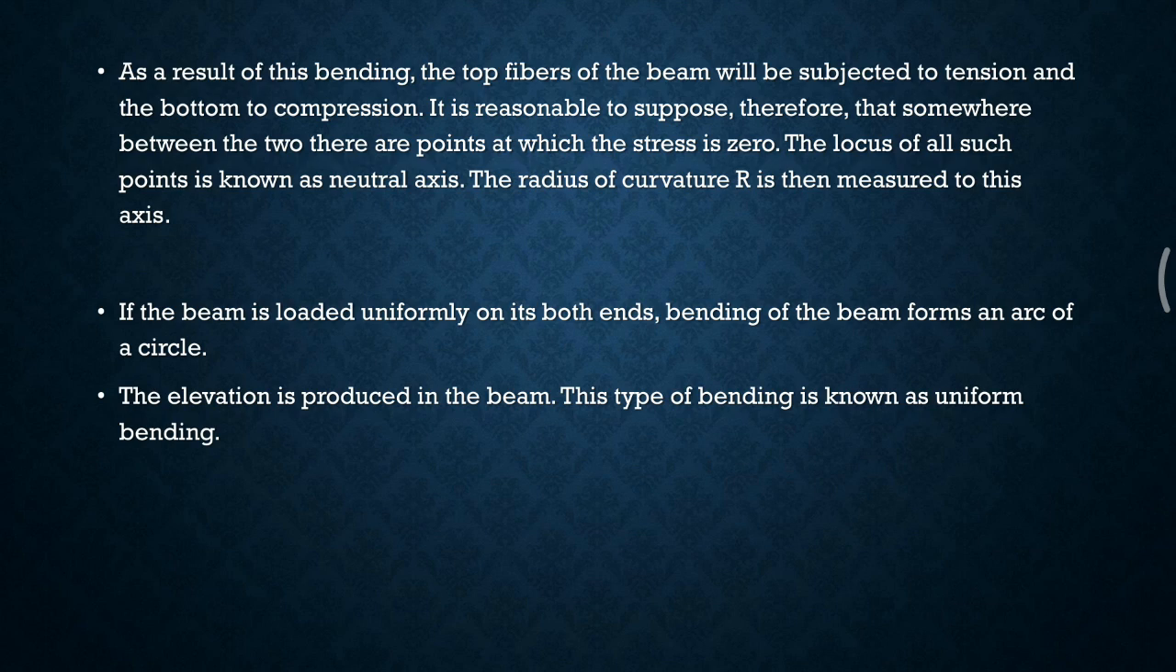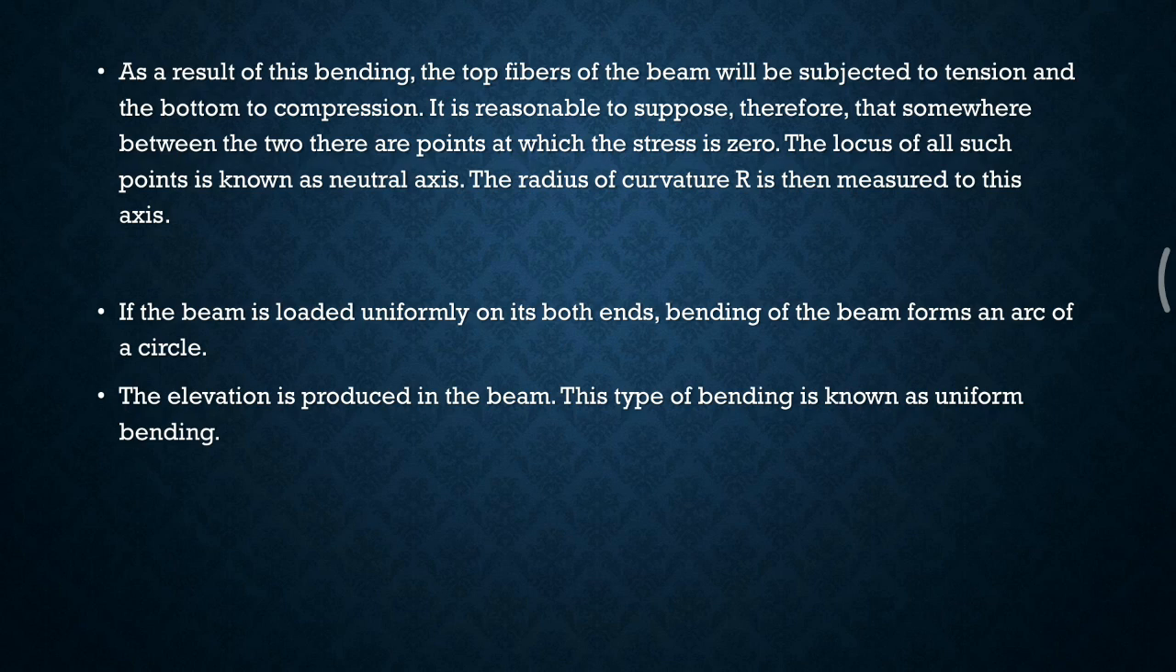When the bending has taken place, the top fibers of the beam, that means the top layers of the beam, will be subjected to tension and the bottom to compression. Then it is reasonable to suppose that somewhere between any 2 points the stress may be zero. The locus of all such points is known as the neutral axis. The radius of curvature is then measured to this axis.